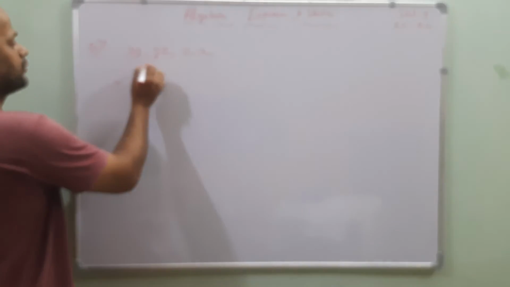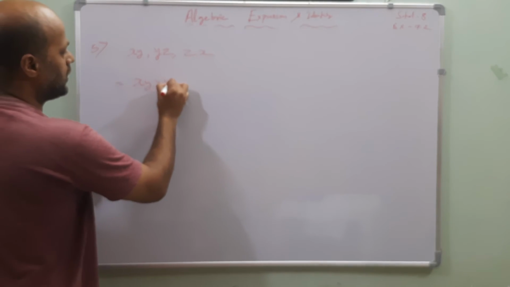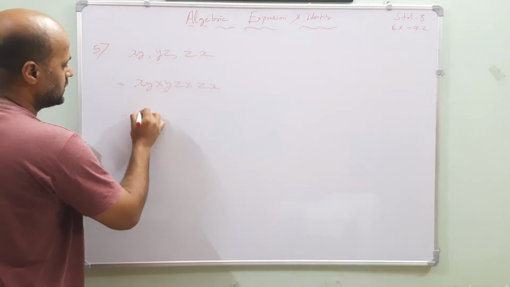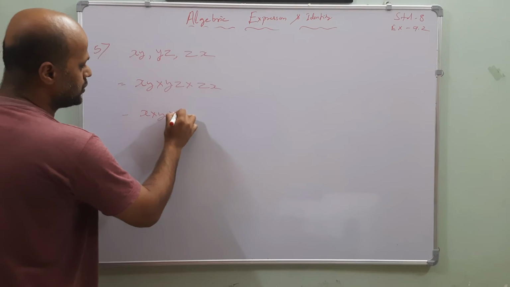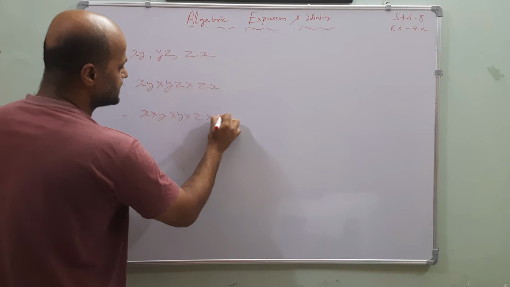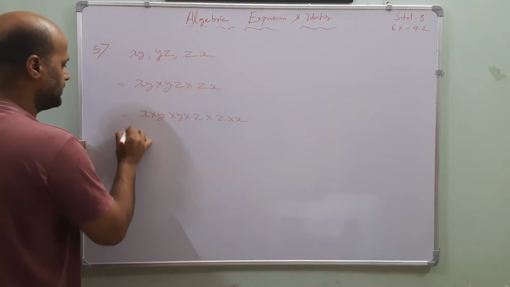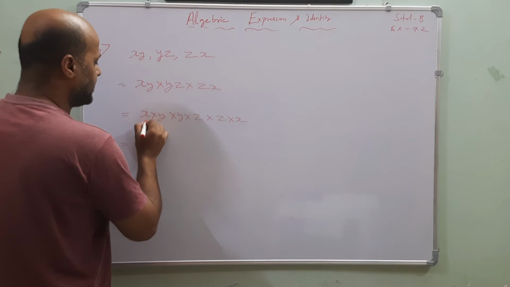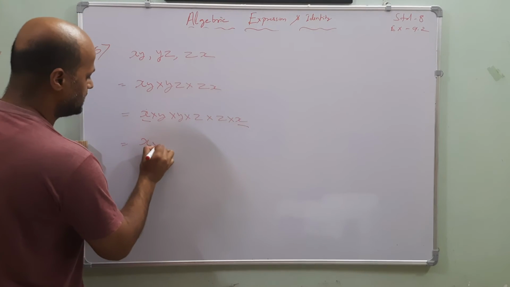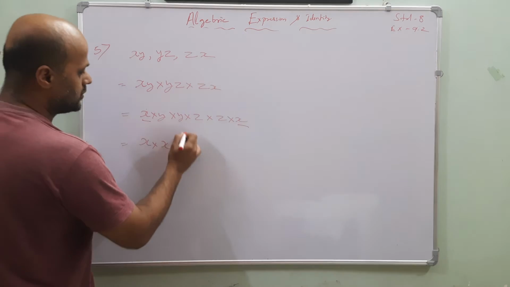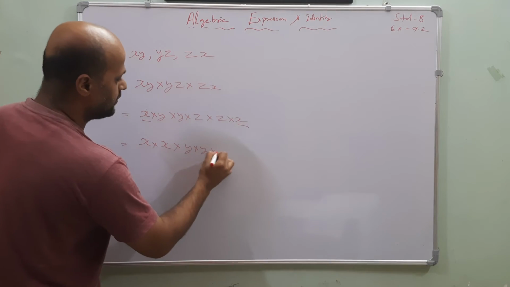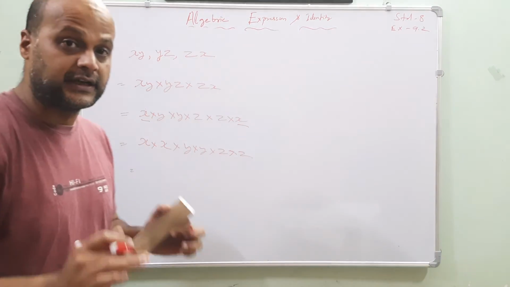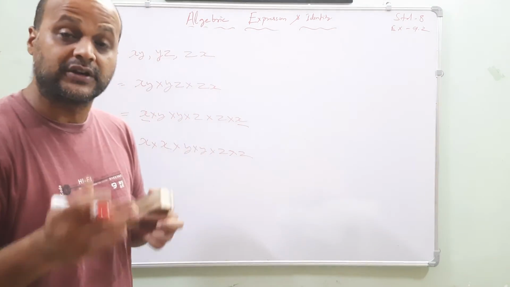So what you have to do? First, write in the multiplication form. Then what you have to do? Now split this one: x into y into y into z into z into x. Now what is the next step? You have to bring the same variables in one place. Here one x is there, another x, so x into x, y into y, z into z. But they are multiplied, so don't write 2x, 2y, 2z.